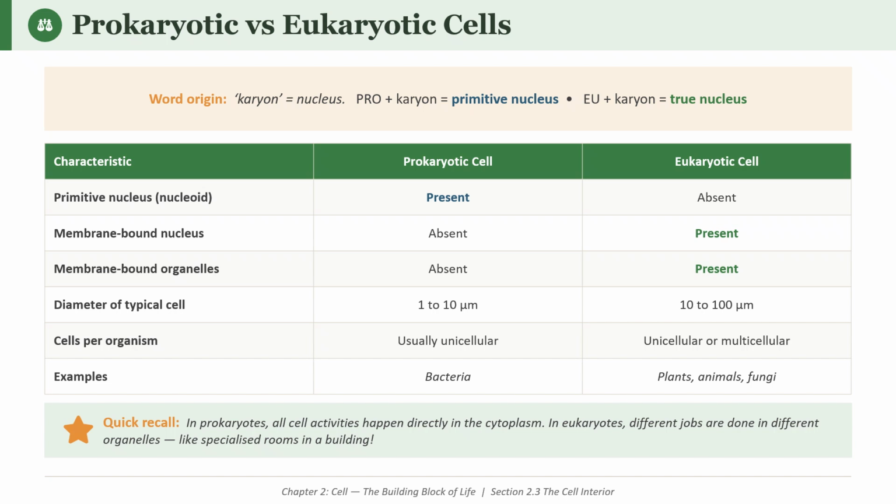See, it is small in size, about 1 to 10 micrometers. Usually you can see this in unicellular organisms. Examples I have given are bacteria. Yes, and they have a very simple structure.